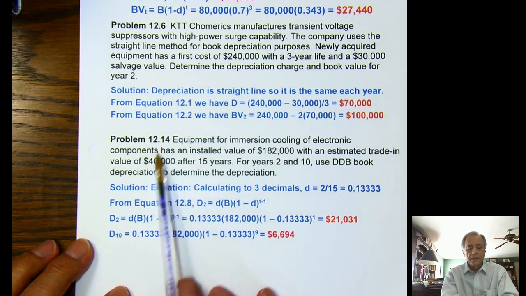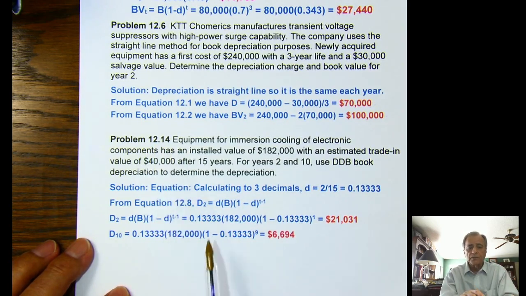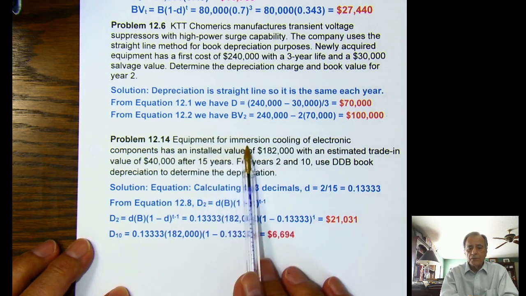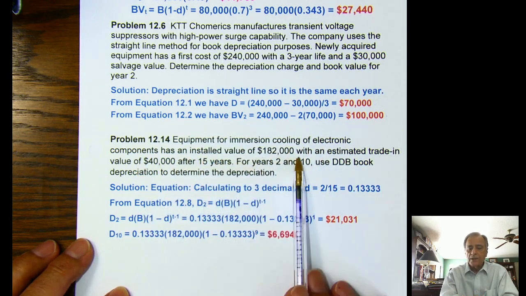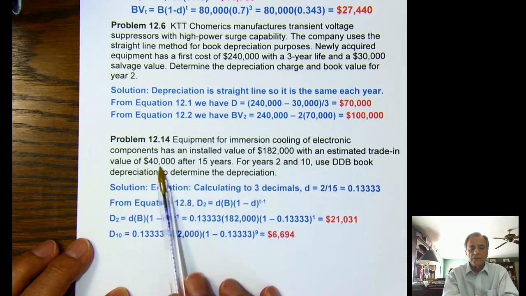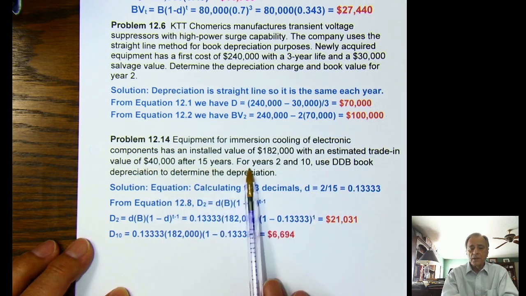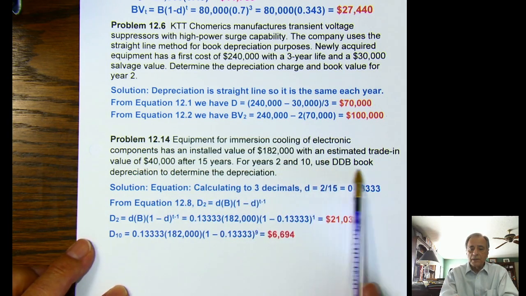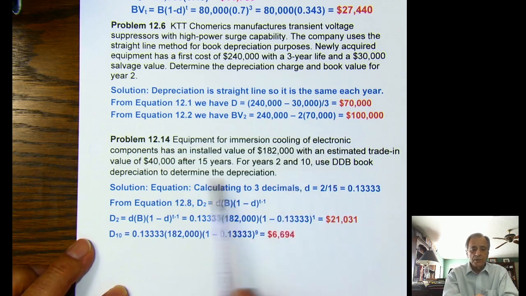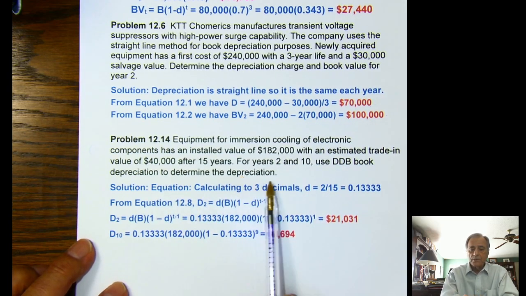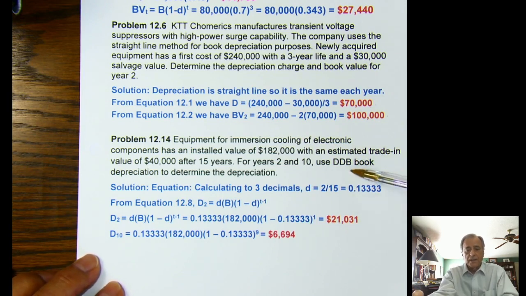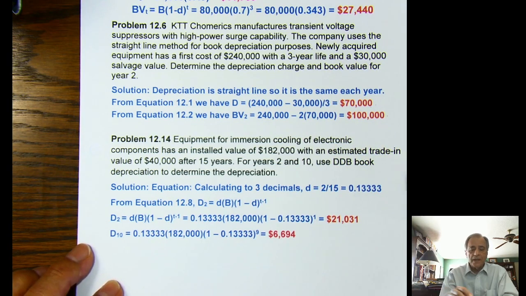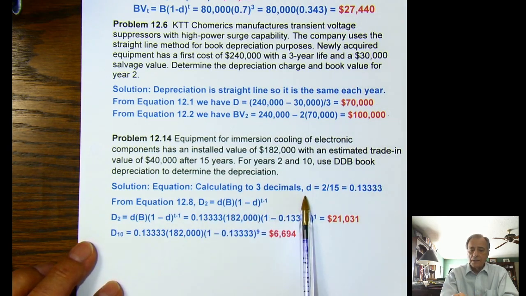Okay, so one more problem really that we'll work. Problem 14 in the end of chapter 12. Equipment for immersion cooling of electronic components has an installed value of $182,000 with an estimated trade-in value of $40,000 after 15 years. For years 2 and 10, use double rate declining balance book depreciation to determine the depreciation. So I want the depreciation in year 2 using double rate declining balance, DDB. That's 200% declining balance.